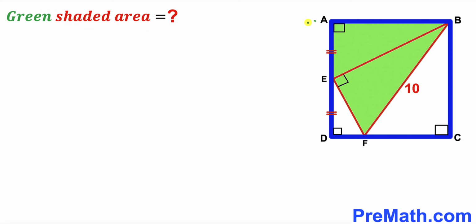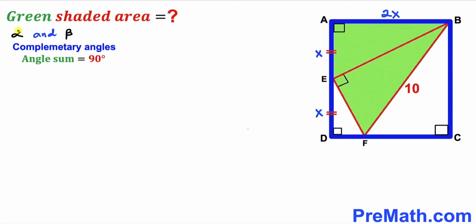Now we know that these two segments are equal. If I label this segment as X, then this has got to be X as well. So this whole side length is X plus X, which gives us 2X. And since we are dealing with this blue square ABCD, if this side is 2X, then every side length is 2X, 2X across the board.